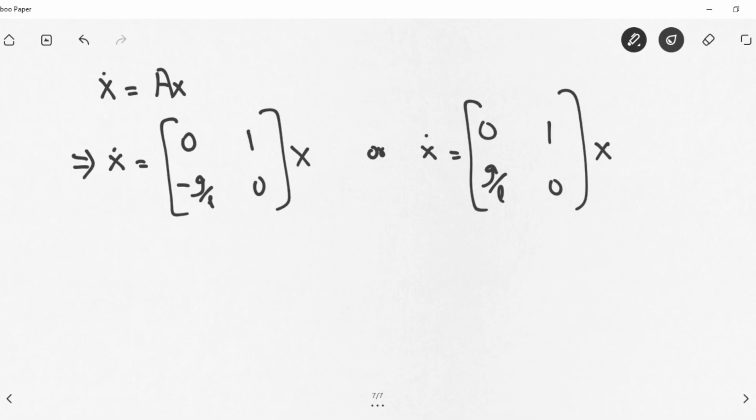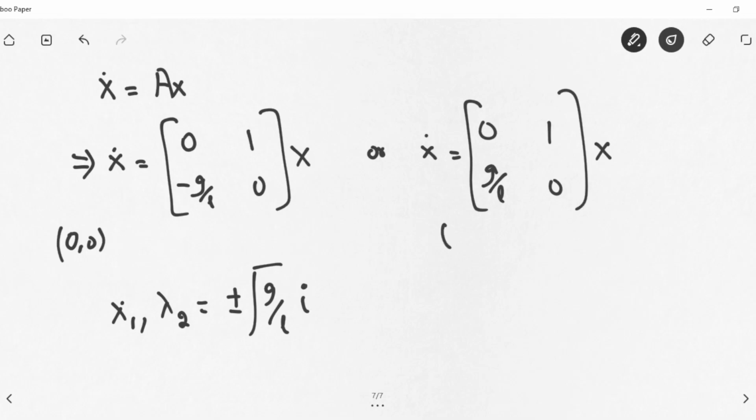So in the first case, where our origin was the equilibrium point or the operating point, the eigenvalues of the system, as you can see, come from lambda square plus g by L. That means lambda will be equal to plus minus under root of g by L times iota.